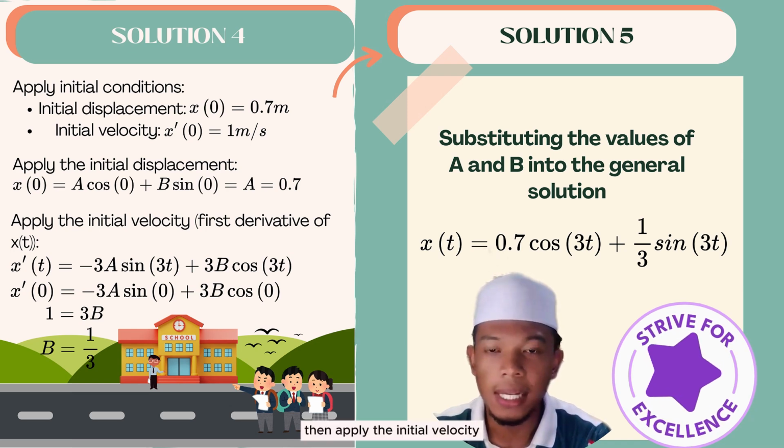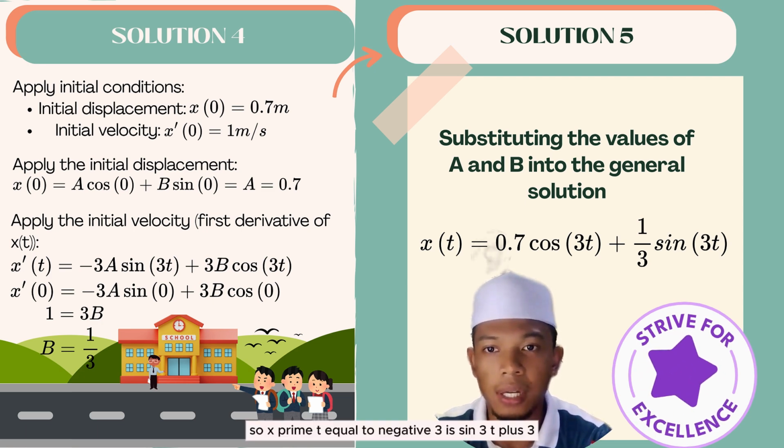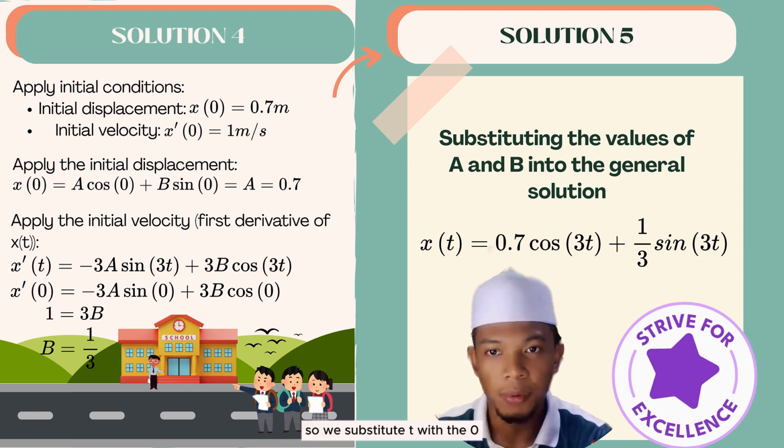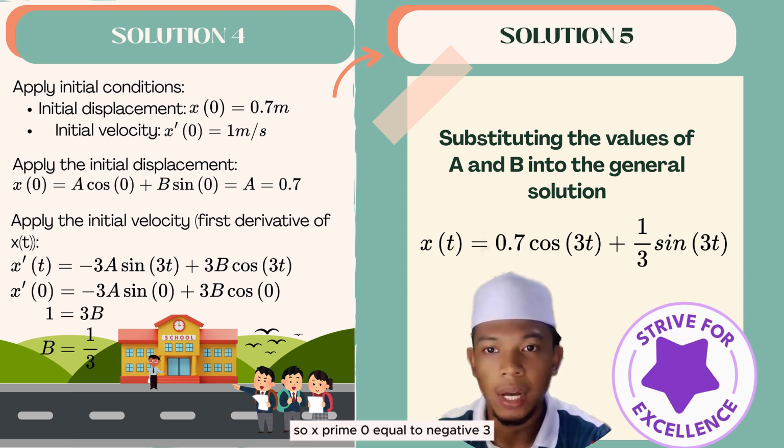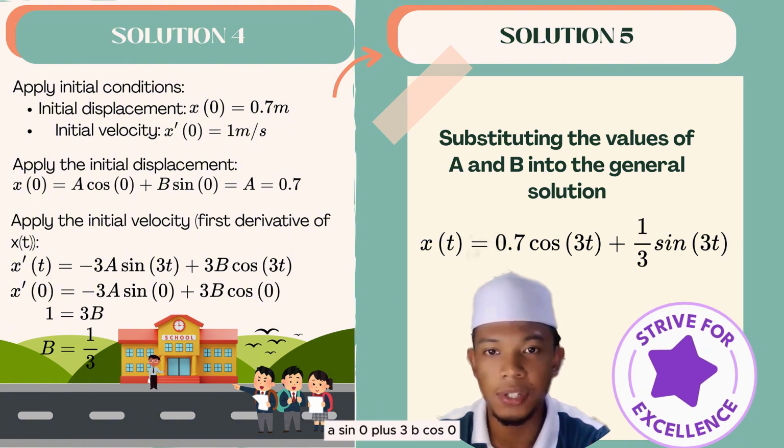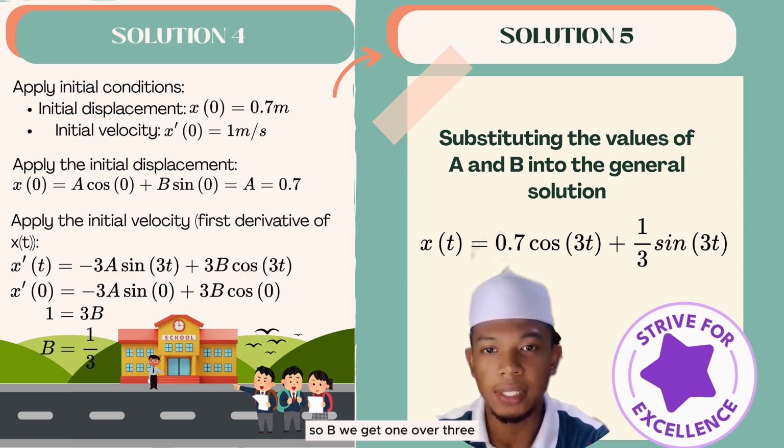Then apply the initial velocity, which is the first derivative of x(t). So x prime (t) equal to negative 3a sin 3t plus 3b cos 3t. So we substitute t with 0. So x prime (0) equal to negative 3a sin 0 plus 3b cos 0. So x prime (0), we get 1 equal to 3b. So b we get 1 over 3.